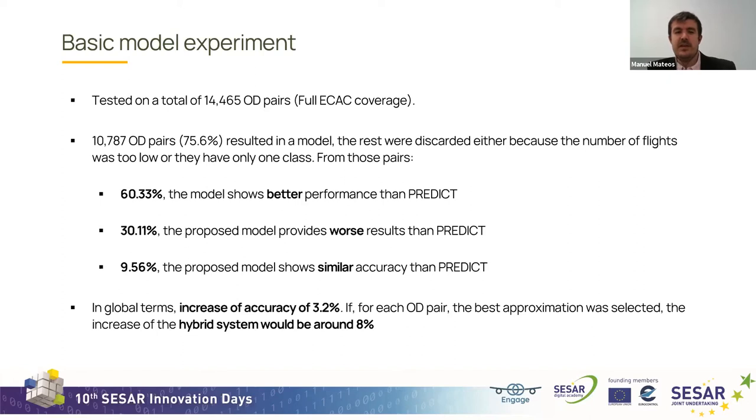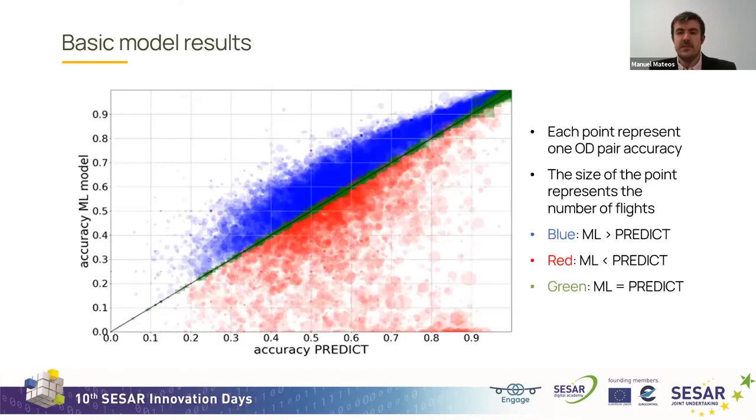From these pairs, more than 60% show better performance than predict. On the contrary, 30% provide worse results, and about 10% show just the same results. In global terms, the accuracy increased about 3.2%. We think we can increase the performance of the system up to 8%.